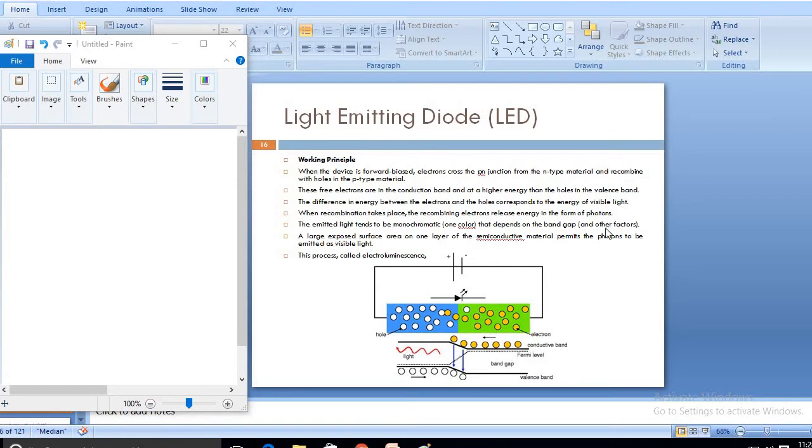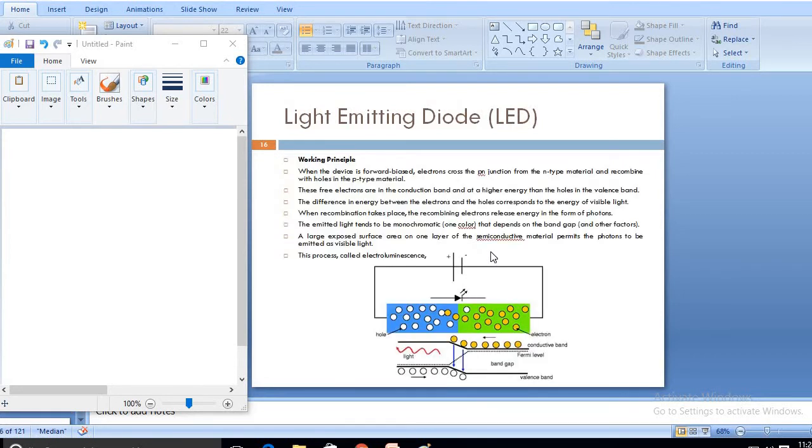One more thing in the last point: a large exposed surface area on one layer of the semiconductor material, either the P type or the N type, permits the photons to be emitted as visible light. This process I call electroluminescence. This is the working principle of LED.